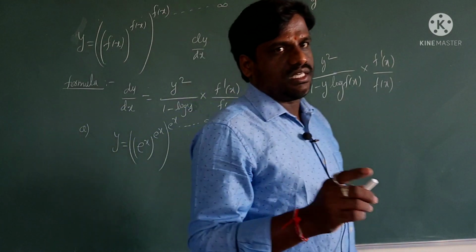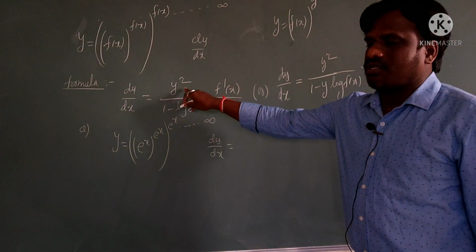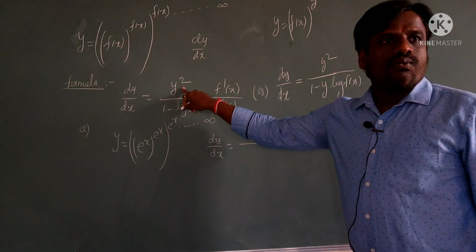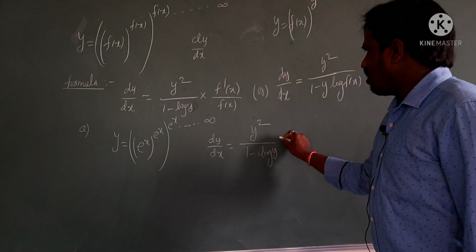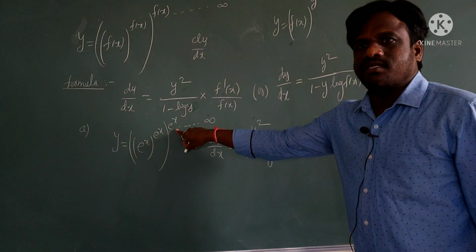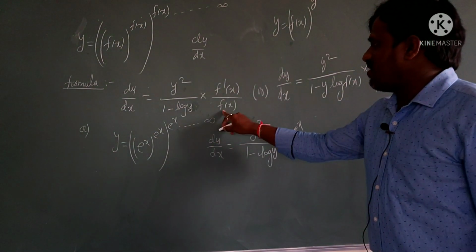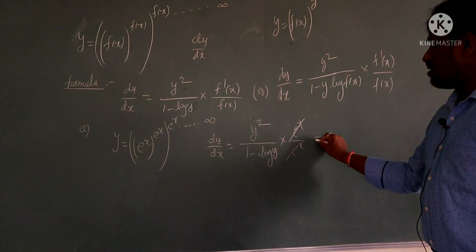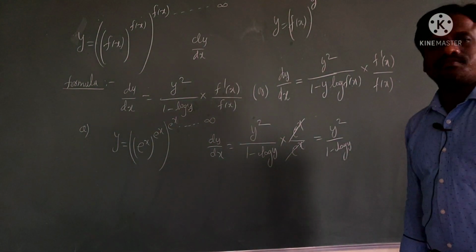What is f of x? First see that. f of x is e power x. According to the first formula, the answer is y square upon 1 minus log y into, what is the differentiation of f of x? f of x is e power x, and e power x differentiation is e power x, upon f of x, which is e power x. So e power x cancels. What I got as the answer is y square upon 1 minus log y.